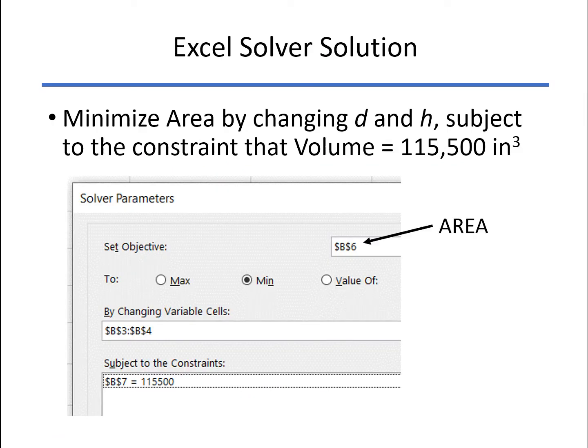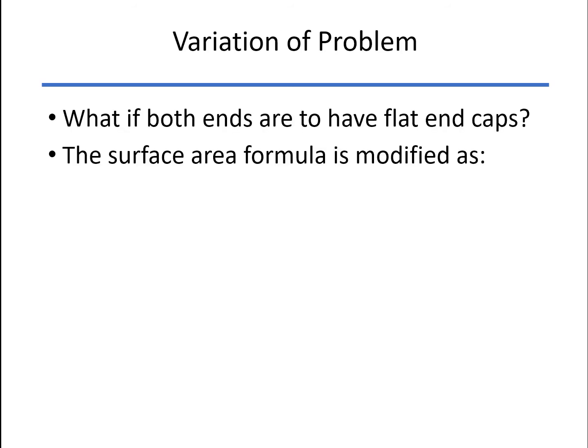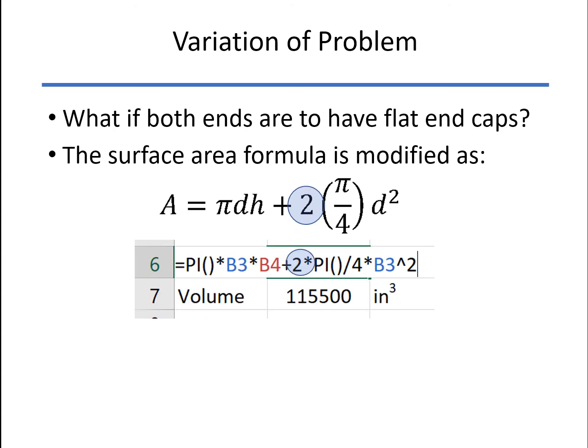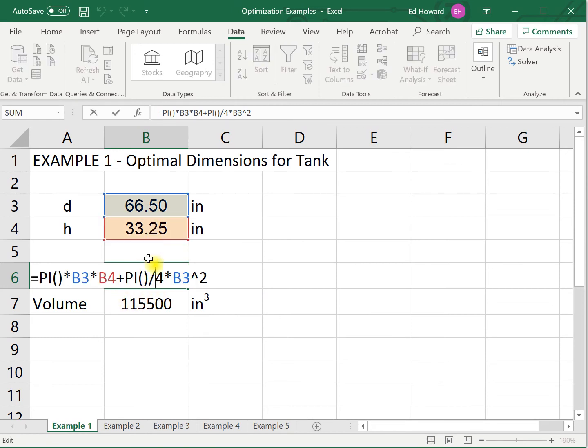Let me go back to the slideshow just a moment, kind of go through what we just looked at. But what if both ends had flat end caps? So I have to modify the surface area a little bit. I have to add the area of that second end cap, which just becomes a 2 in the formula as well. So go to the area, and in our equation, we have pi times d times h. That's the cylindrical area, and now it'll be 2 times pi over 4 times the diameter squared.